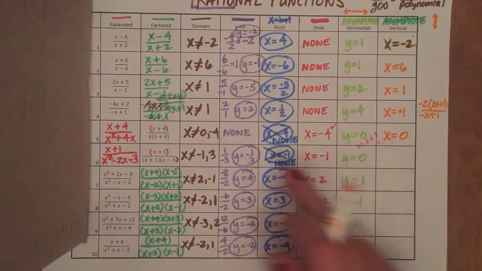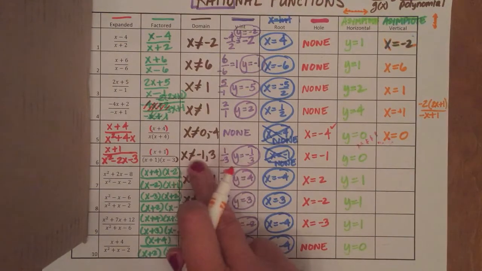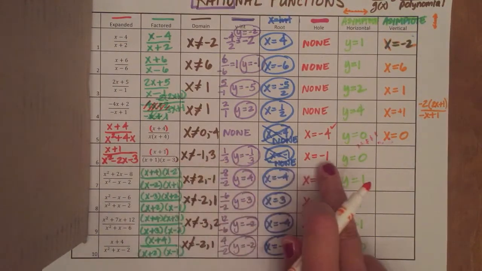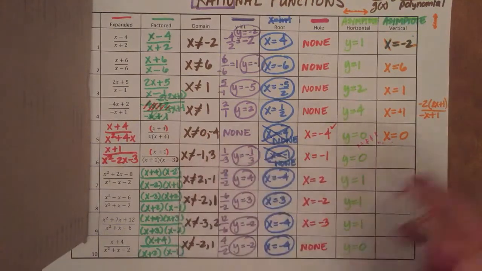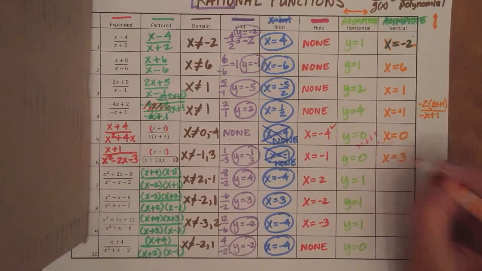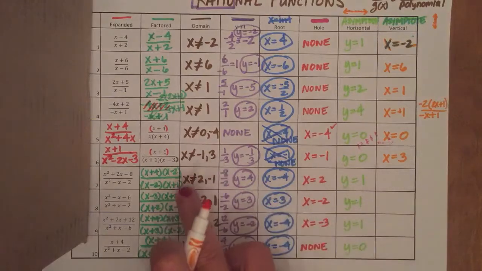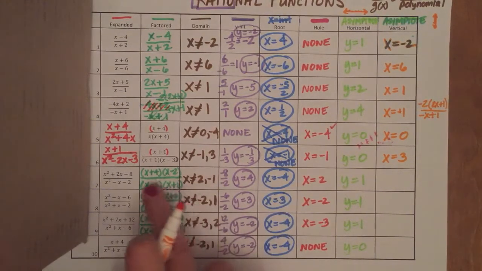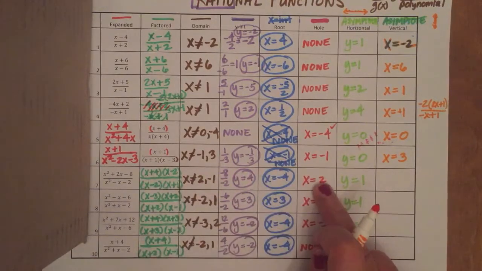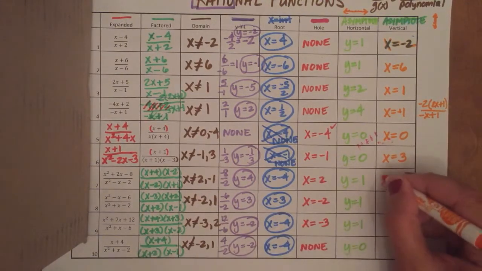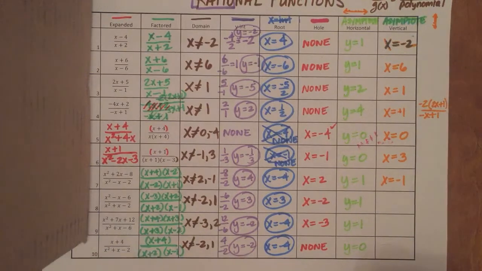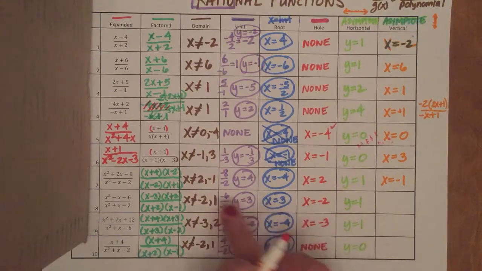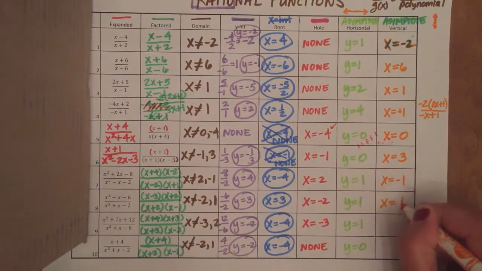Let's look at the next one. -1 and 3 were the two values that didn't work. I have a hole at -1, which means the asymptote is at 3. Here, 2 and -1 did not work. Those are what would make the denominator 0. I have a hole at 2, so my asymptote is at -1. Here, -2 and 1 did not work. I have a hole at -2, which means my asymptote is at 1.